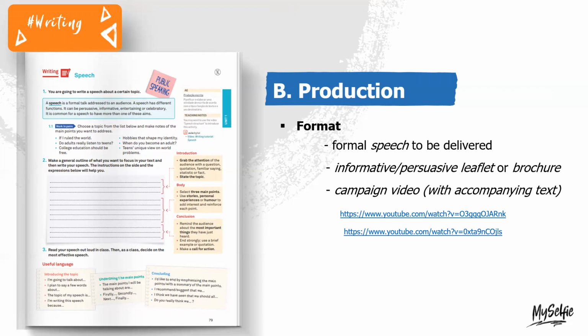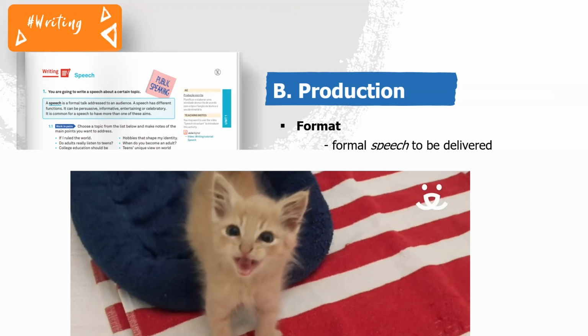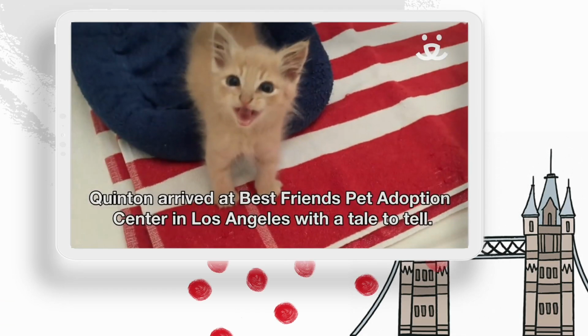They will have to do a leaflet on the same topic of the speech to introduce the event where that speech will take place. It's always a good idea to contextualize tasks, and we can apply this to many other scenarios. Another suggestion for a differentiated writing task in terms of format would be to produce a campaign video with subtitles to introduce the same event, something like these videos that we are going to show you now.